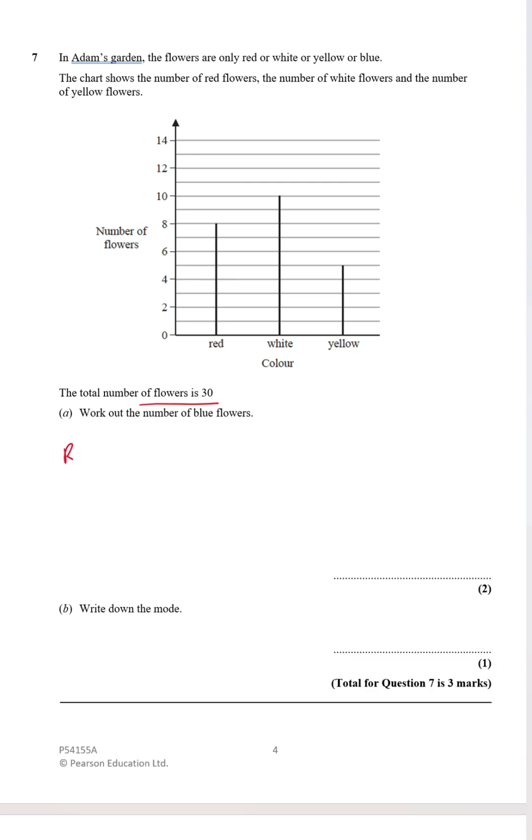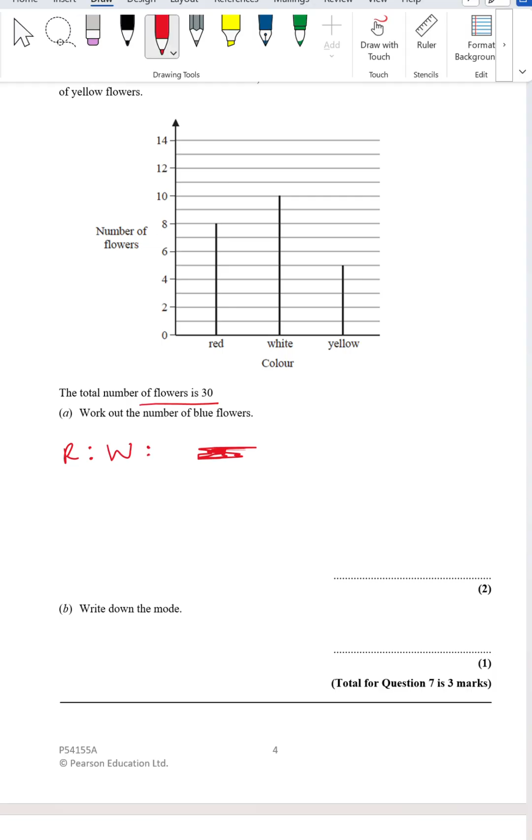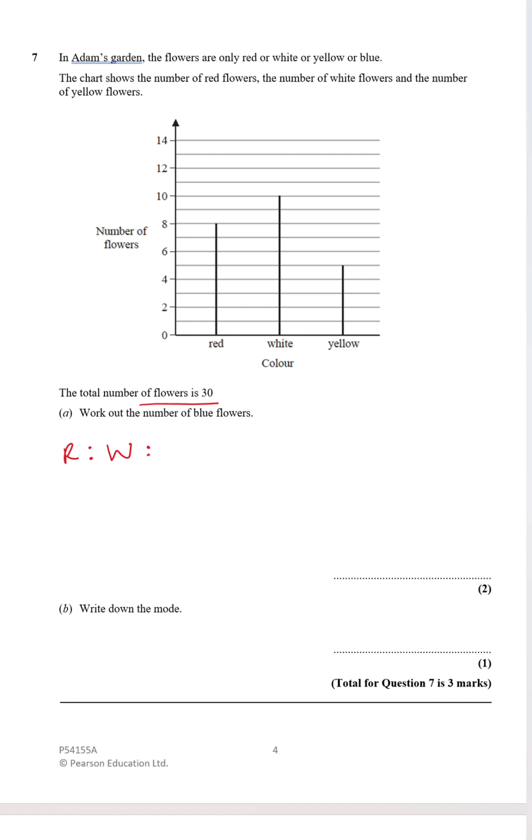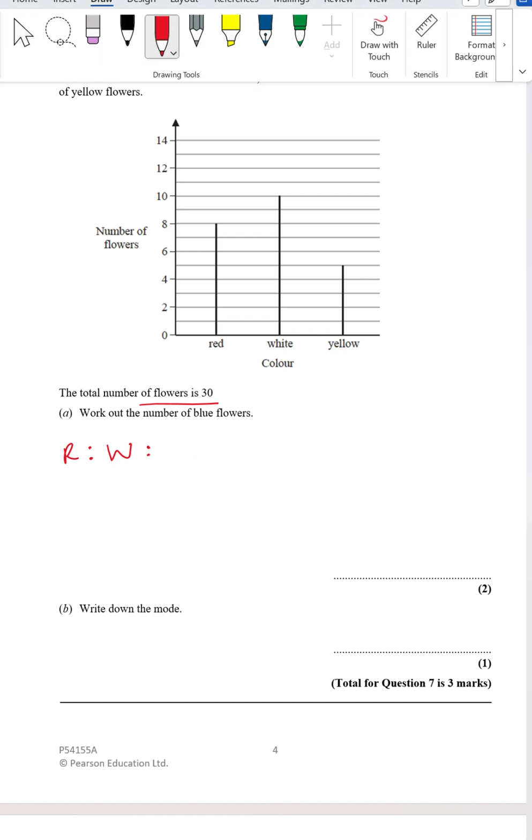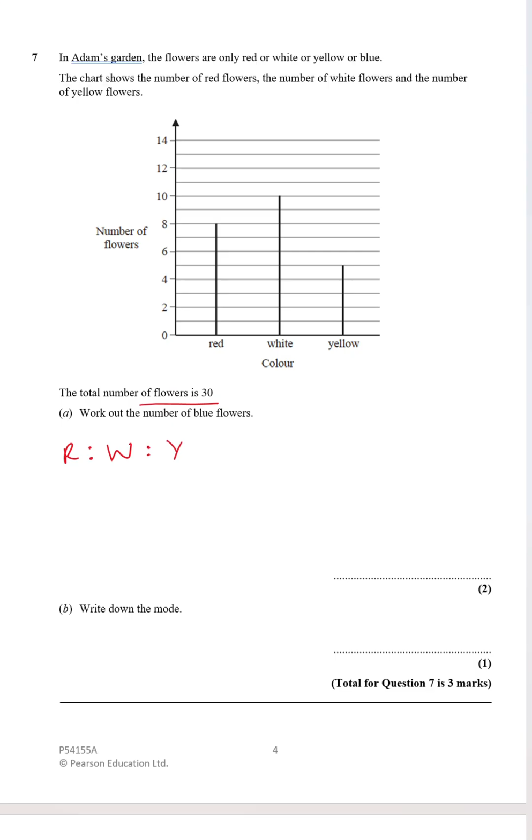I'm going to start just by writing out what I know. So I'm going to set it up as a table, which is normally the easiest way to do it. So I've got red, white, yellow, and blue. And I've got my total column like so. Well, the red ones, there are 8 red ones. The white ones, there are 10. Yellow, there are 5. I don't know how many blue, that's what I'm looking for.